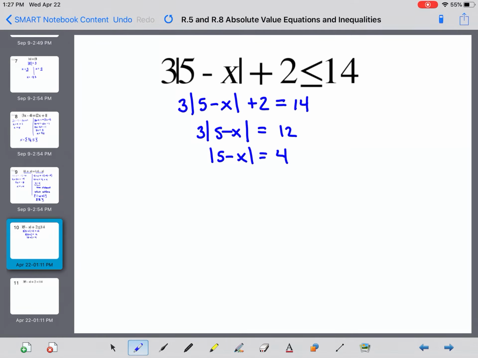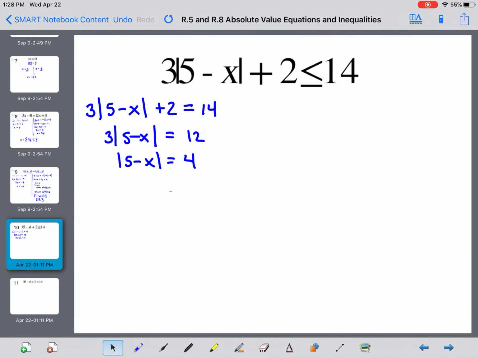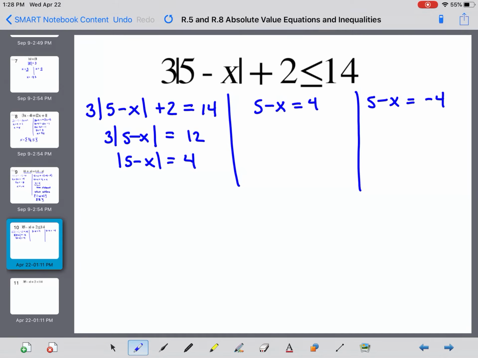So what I'm going to do is I am actually going to solve this equation. I need a little bit more space here. Okay, so there's all my work there. Now, my second step would be, let's set up our 2 cases. So 5 minus x is going to equal 4. That'll be equation 1. And then 5 minus x equals -4. So I'm solving this just as is.